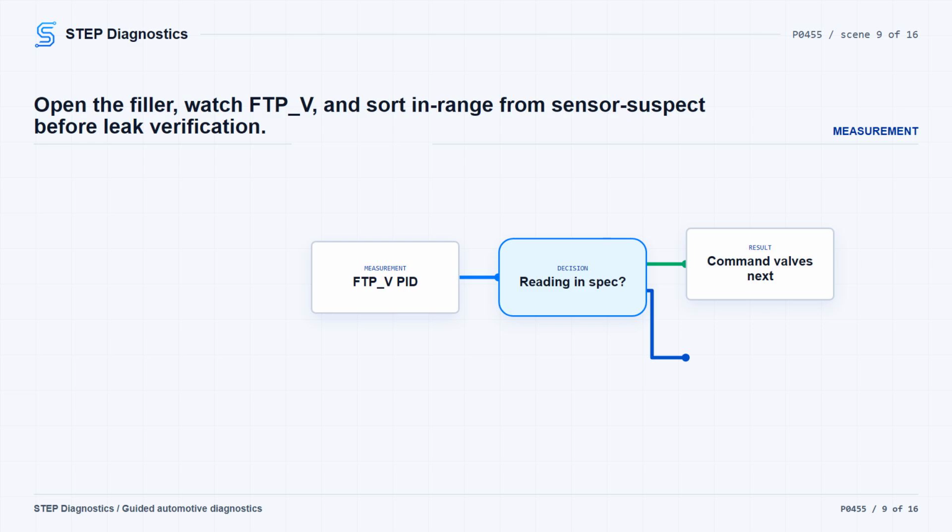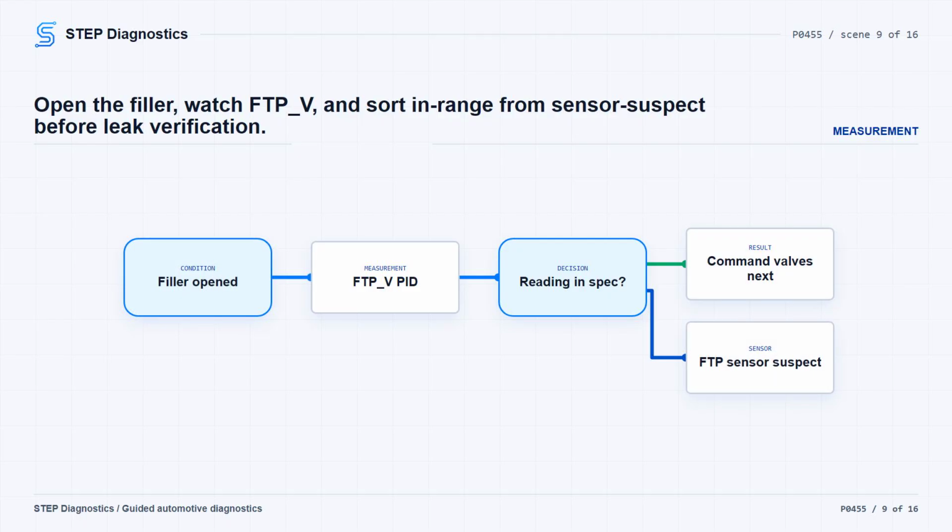For listed hybrid applications, the FTP PID ranges between 1.409 and 1.54 volts. For all others, including this 2.7 EcoBoost path, the FTP PID should read between 2 and 129 volts. If it is outside the applicable range, install a new FTP sensor, repeat the test, verify the result, and then continue into leak verification.